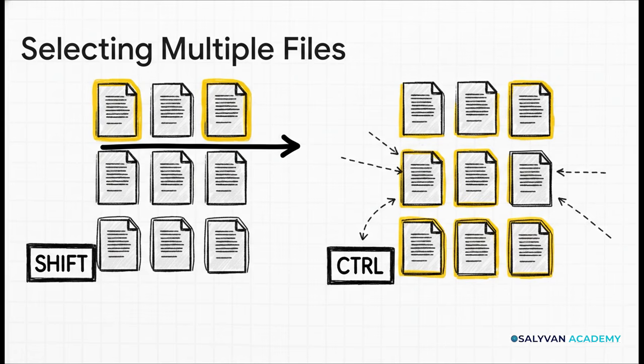But what if you want to pick and choose files that aren't touching? Simple. You hold down the CTRL key instead, and then you can click on each individual one you want. Two little keys, a whole lot of power.